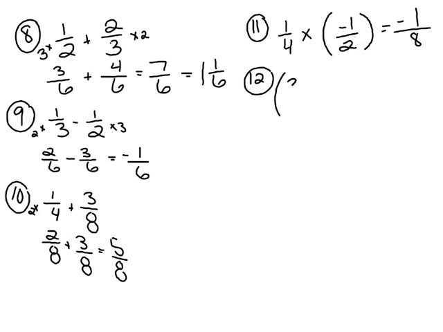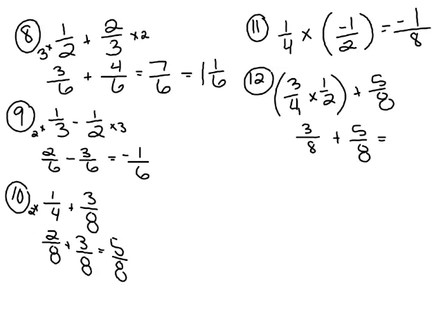Problem 12, brackets 3/4 times 1/2 plus 5/8. Alright, what's my first step here? Remember PEMDAS? Get rid of your parentheses. So 3 times 1, 3. 4 times 2, 8. So then I'll have 3/8 plus 5/8. Do I have a common denominator? Yes. So 3 plus 5? 8. 8 over 8, or 1.